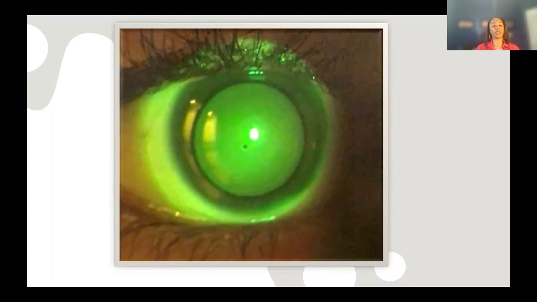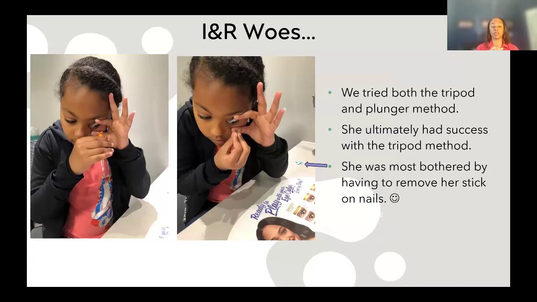But the patient had a really, really hard time putting this lens in. This is a big girl lens for a little child. So I knew we were going to have trouble, and it took her several tries. So we tried the tripod method, holding it with her 3 fingers, and then the plunger method. She ultimately liked using the tripod method.